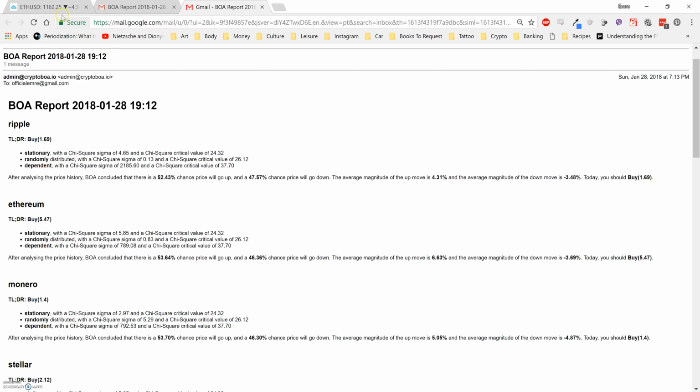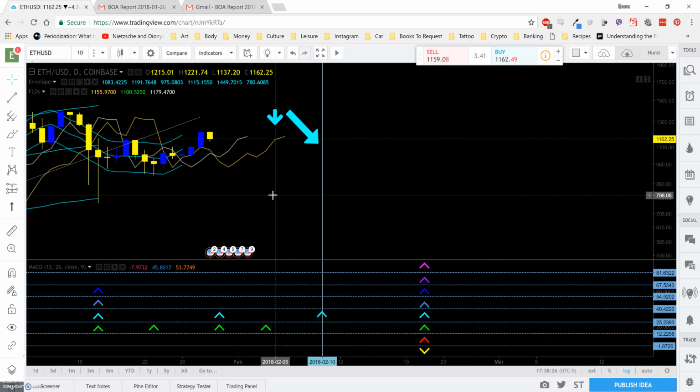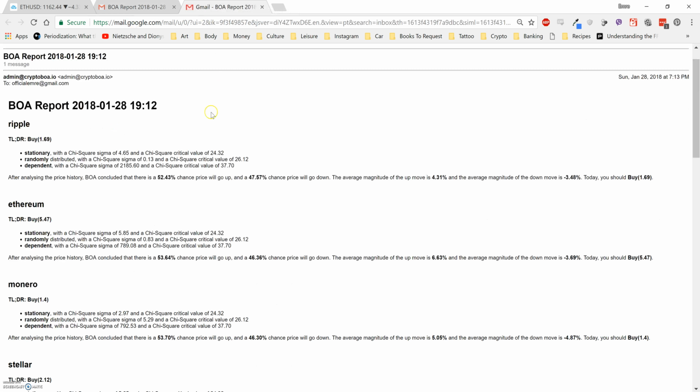But just as a quick example, here's a daily chart, and it is currently 5:38. So in about 2 hours, this candle will finish and a new candle will form. So that's why it's 7 p.m. every day, and the report is going to look something like this. It's going to say BOA report at the top, and then it's going to have a list of coins running down, and each one of the coins is going to have a little analysis under it.